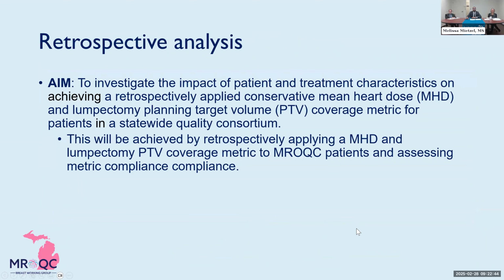So a retrospective investigation was initiated within MROC with the goal of investigating the impact of patient and treatment characteristics on achieving a retrospectively applied conservative mean heart dose and lumpectomy planning target volume coverage metric. This is achieved by retrospectively applying these mean heart dose and PTV coverage metrics to patients treated within the consortium and assessing what percentage of patients would have been compliant with those metrics.